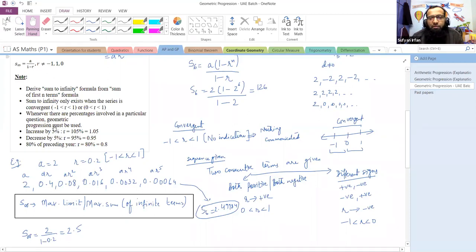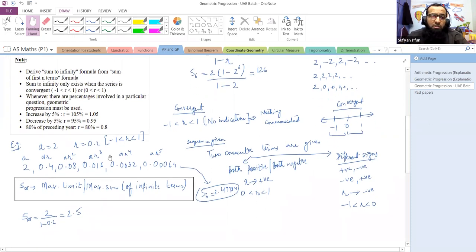Now, how will the percentages be given? Sometimes the examiner says increase of 5% or 10%. In that case, the common ratio would be calculated as follows. This concept is very important, so I'll need to clarify it. Increase of 5% means 100% plus 5%, because the actual percentage was 100% and there was an increase of 5%. So we'll be getting 105%. And 105% actually means 105 divided by 100, which if converted into decimal would mean 1.05. That is why I've written that if there is an increase of 5%, the common ratio would be 1.05.